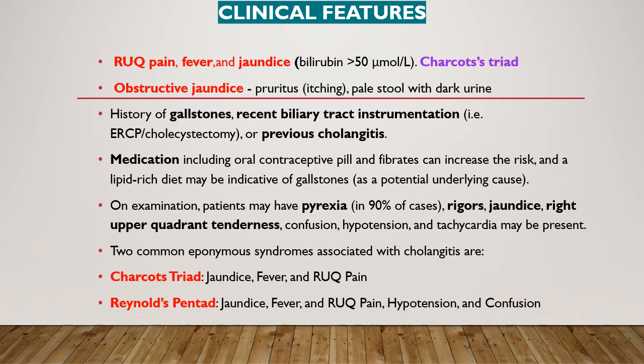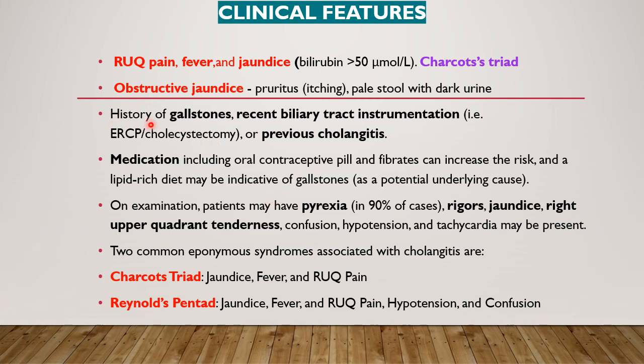The clinical features of cholangitis, okay, as I told, is Charcot triad of right upper quadrant pain, fever and chills, jaundice. And this fever is usually accompanied by chills and rigors. Then features of obstructive jaundice is another important clinical manifestation of ascending cholangitis, which include pruritus, generalized itching, pale stools, and dark urine.